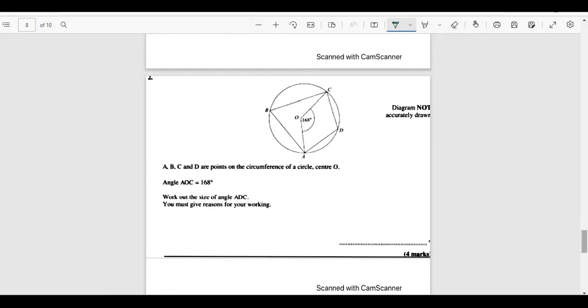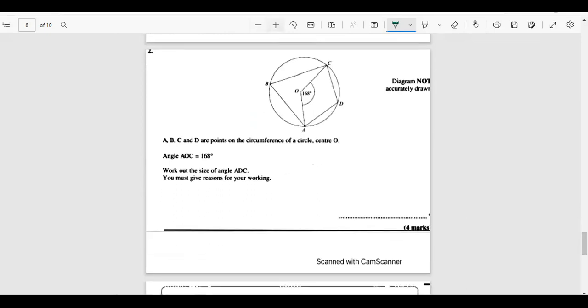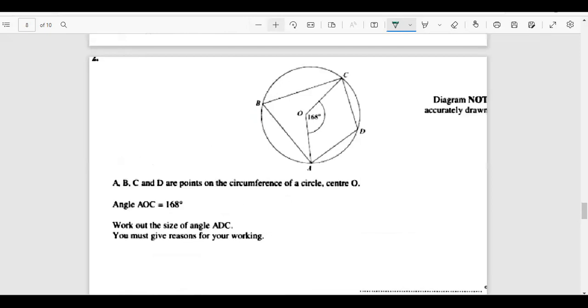Okay, now we have just 3 more questions left, and they are basically from the circle theorem. So yes, please try solving this question. You need to find the angle.